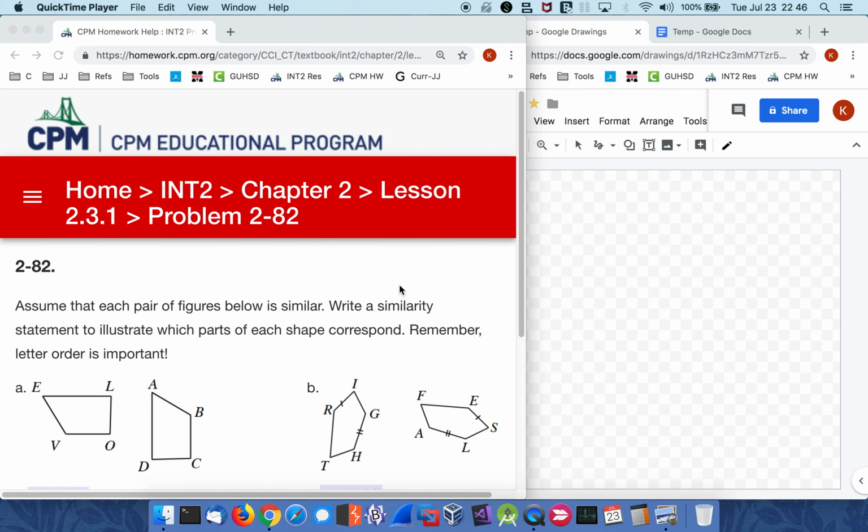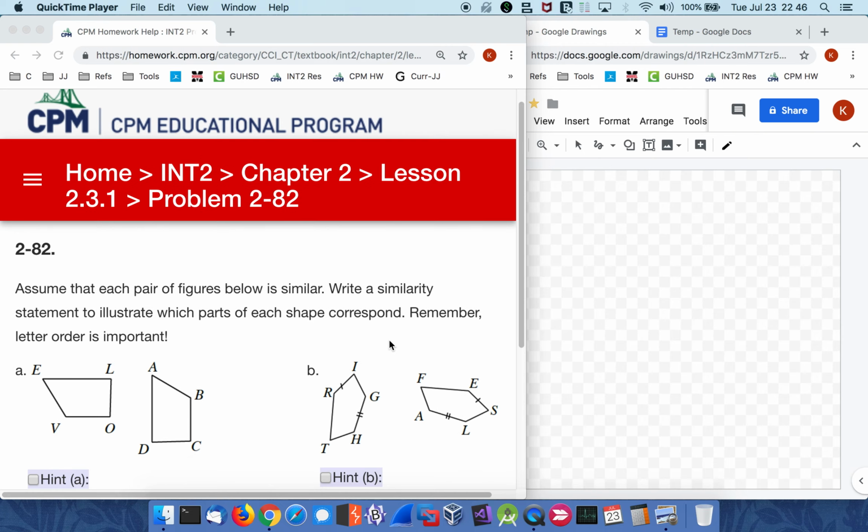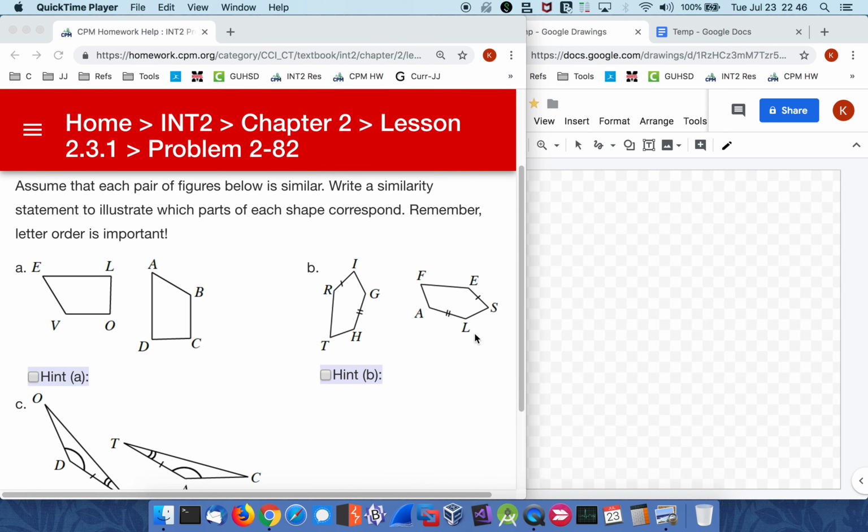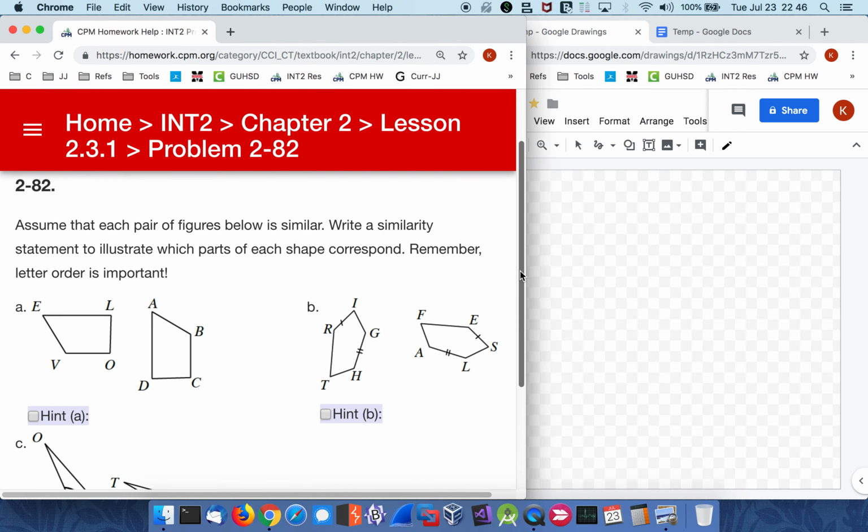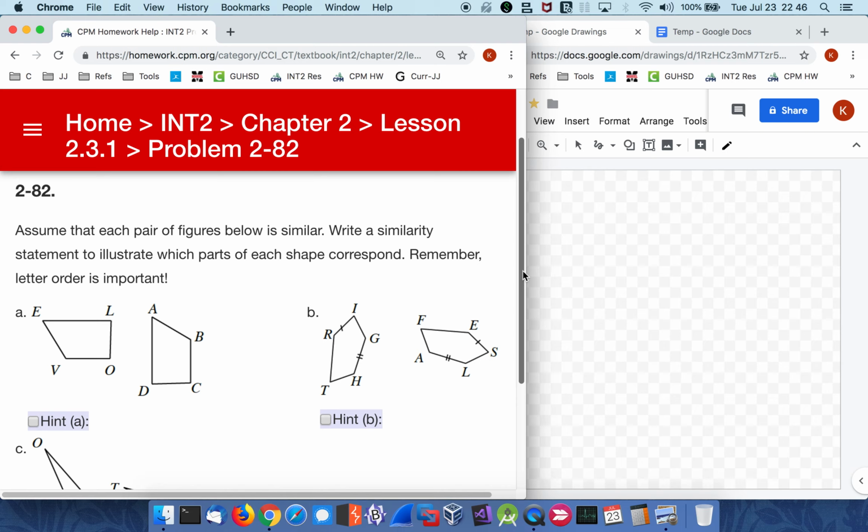All right, 2-TAC 82. Here we go. Assume that each pair of figures below is similar. Recall what similar means. It means all the angles inside are the same, so it's basically one is a scaled version of the other one. They're not saying it's congruent, but they're saying it's similar. And then it says, write a similarity statement to illustrate which parts of each shape correspond.